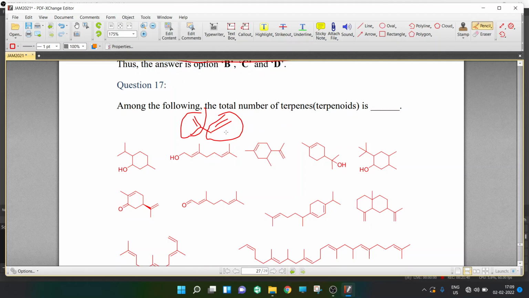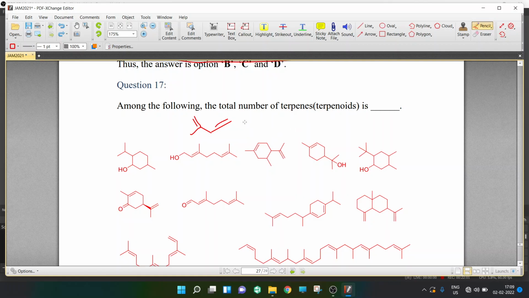But important is, it will always be a polymer of isoprene. So if 2 isoprene units are joined together, it is called a monoterpene. If 4 are joined, it is called a diterpene. If 6 are joined, it is called a triterpene. And in between also some things are there.